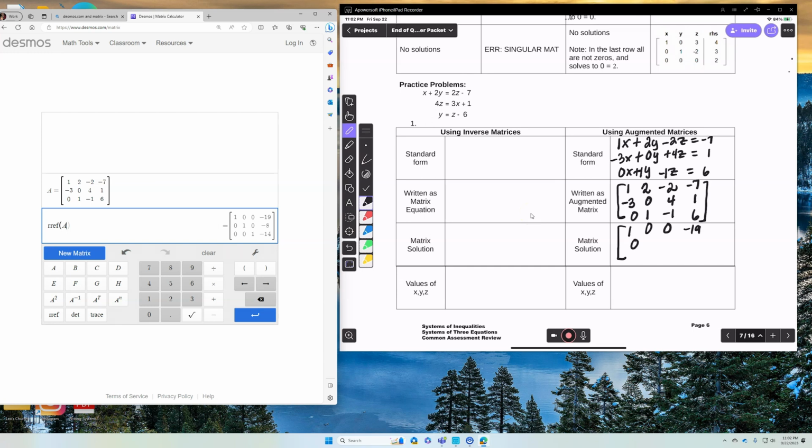The next one is 0, 1, 0, -8. And then the last row is 0, 0, 1, -14. So what does this mean? That means that X is -19, Y is -8, and Z is -14. So that's the answer to this system.